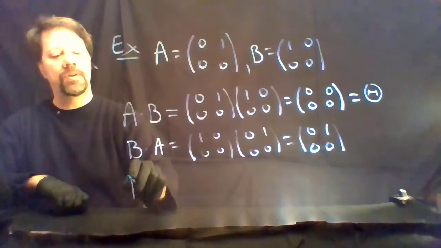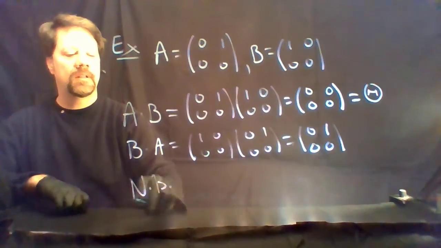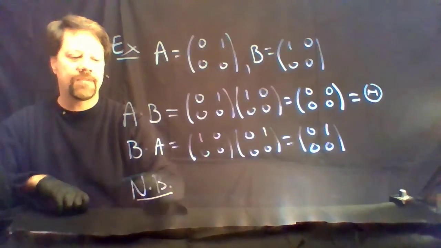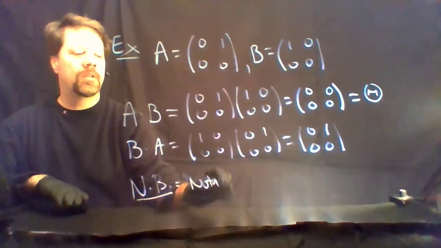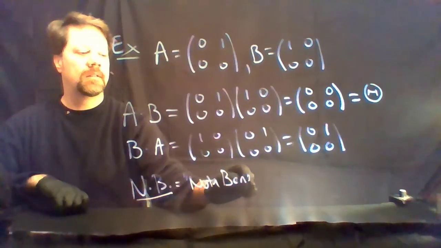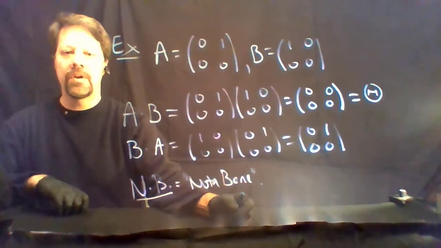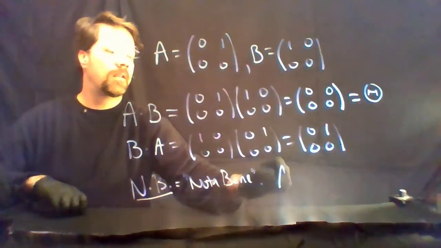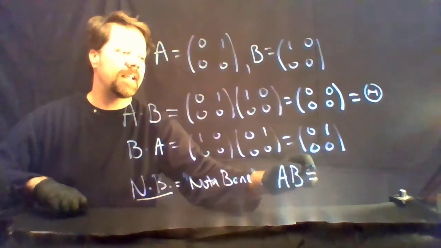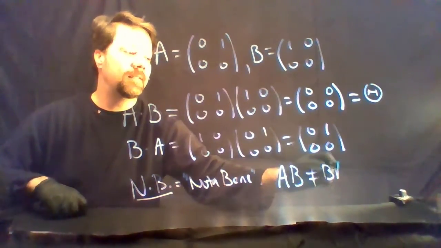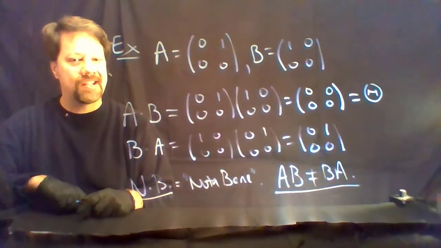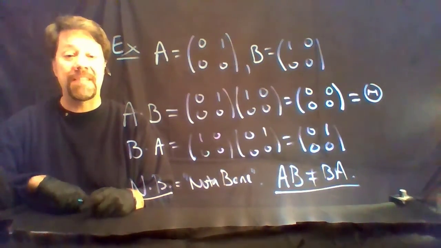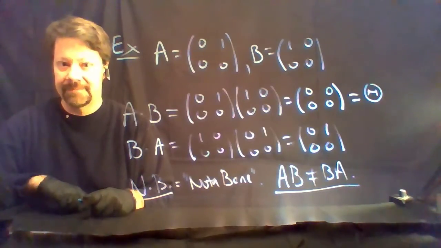So I want you to note well. NB stands for the Latin phrase nota bene, or note well. AB in this case is not BA. So in general, matrix multiplication is not commutative, even if the products are defined.